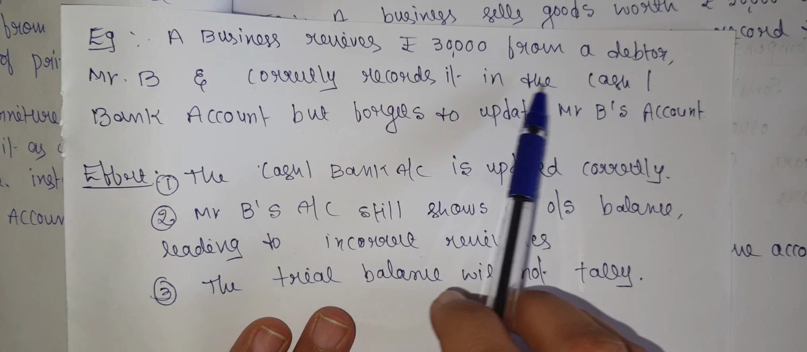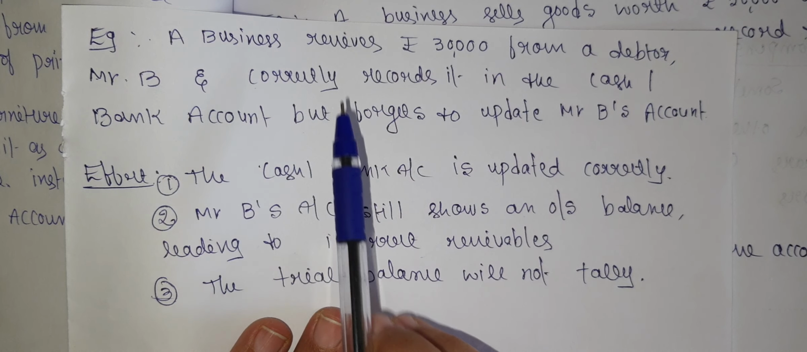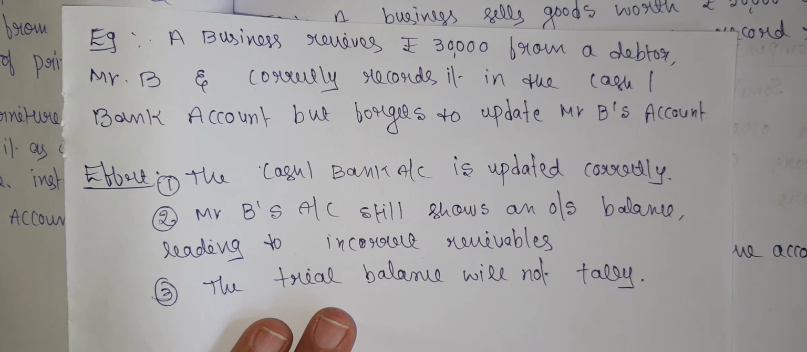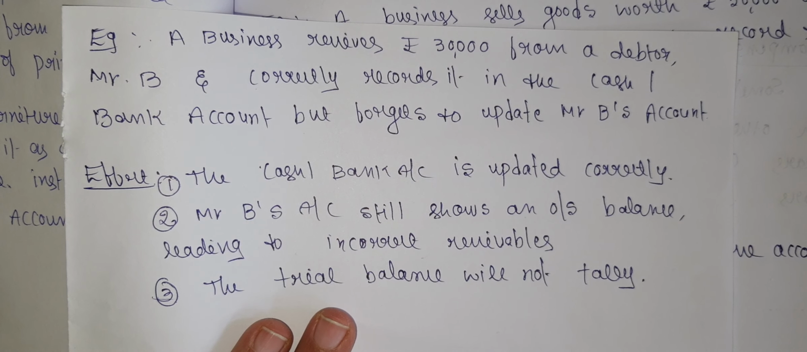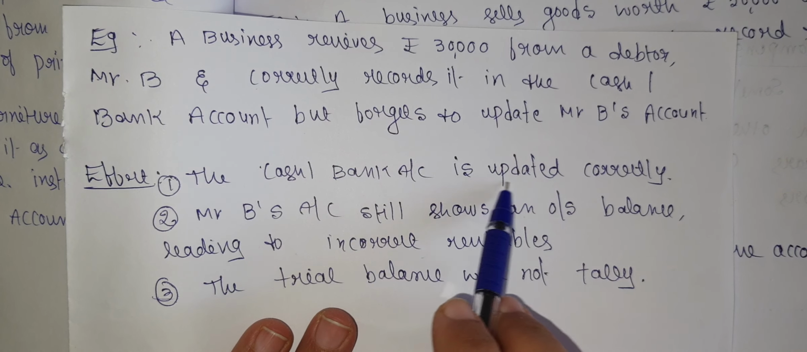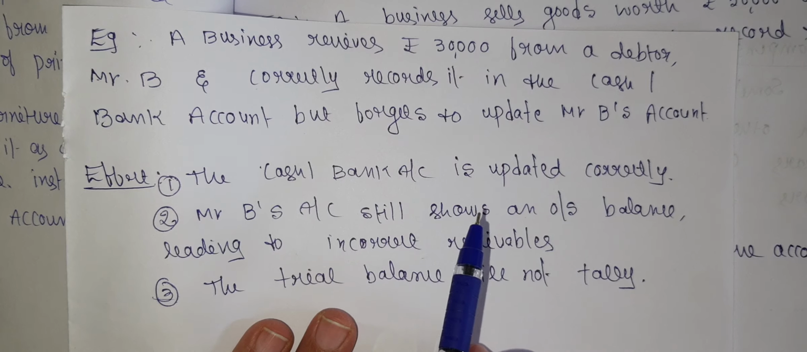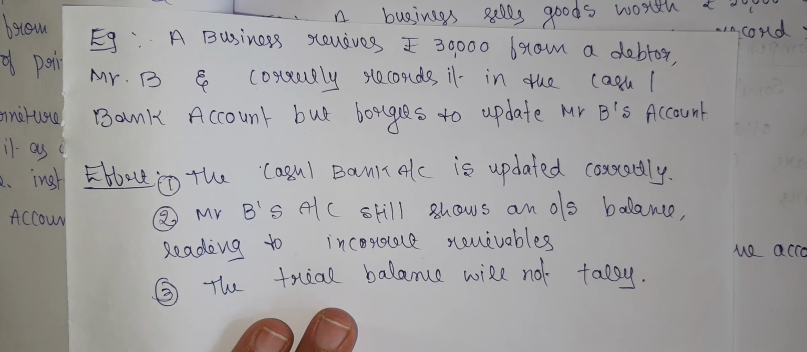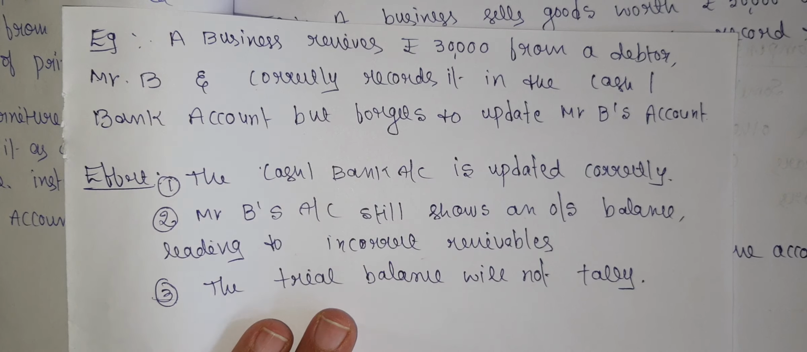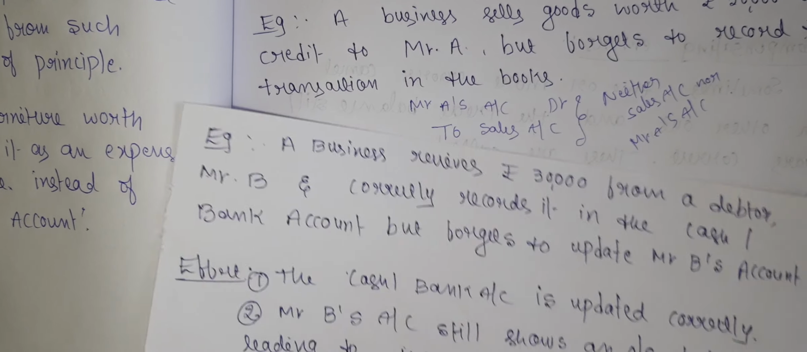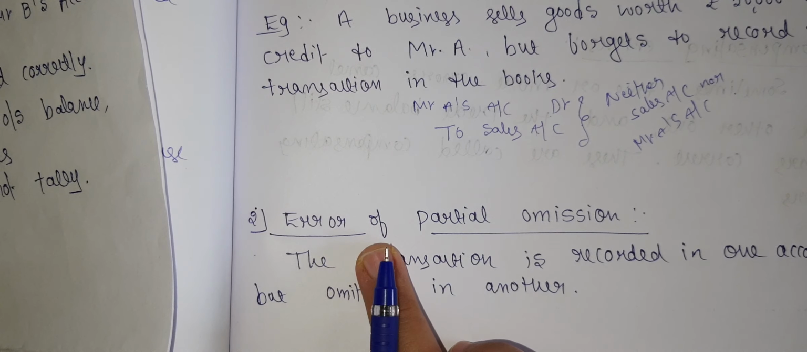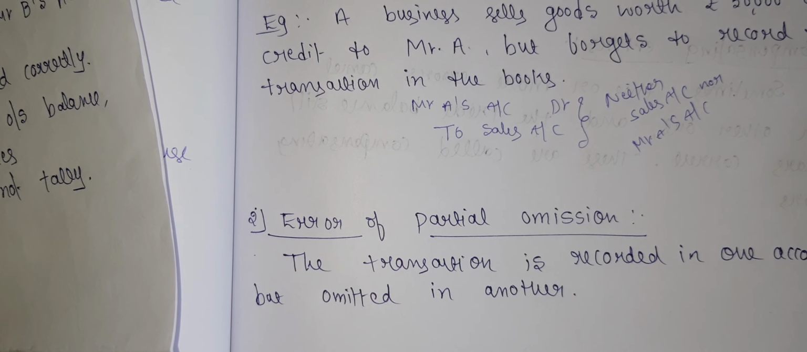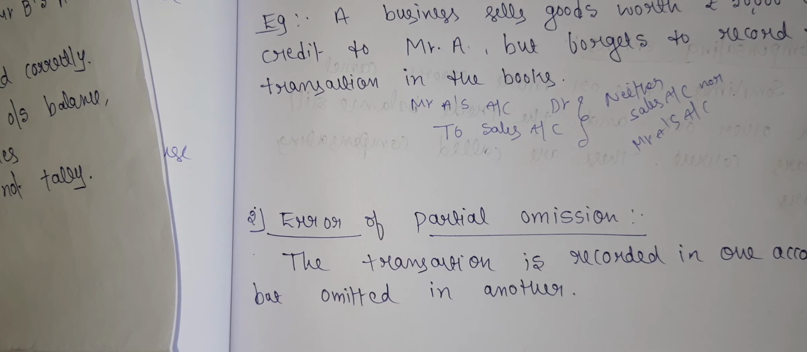They updated correctly in the cash or bank account, but they forgot to update Mr. B's account. What is the effect? The cash or bank account is updated correctly, but Mr. B's account still shows an outstanding balance, leading to incorrect receivables. This is the error of partial omission. It means the transaction is recorded in one account but omitted in another.